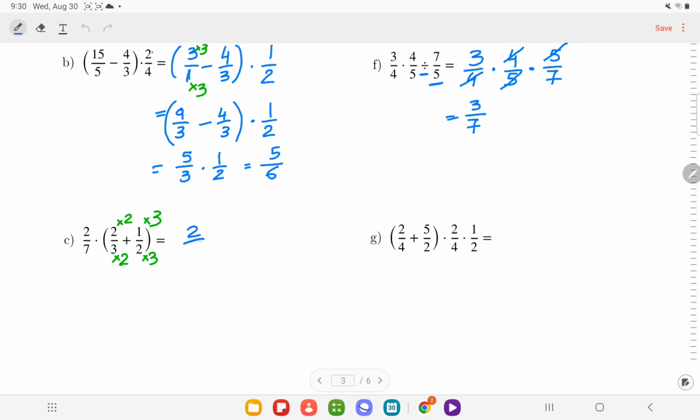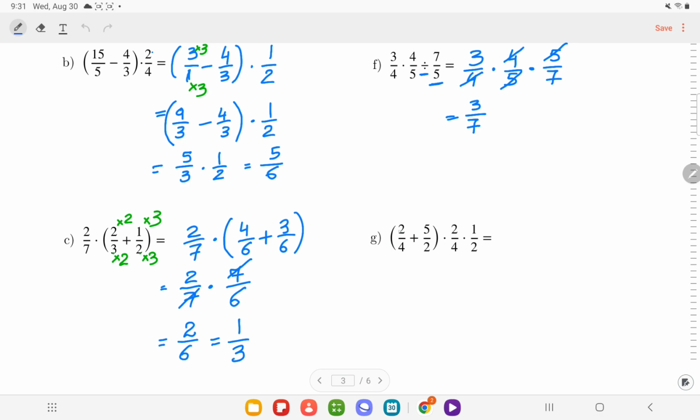We get 2/7 times, keep the brackets, 4/6 plus 3/6. We're going to complete the brackets first. 4 plus 3 is 7/6. 7 divided by 7 is 1. We could also reduce 2 and 6, or we can multiply 2/6 and then reduce. Divide both 2 and 6 by 2, so we get 1/3.